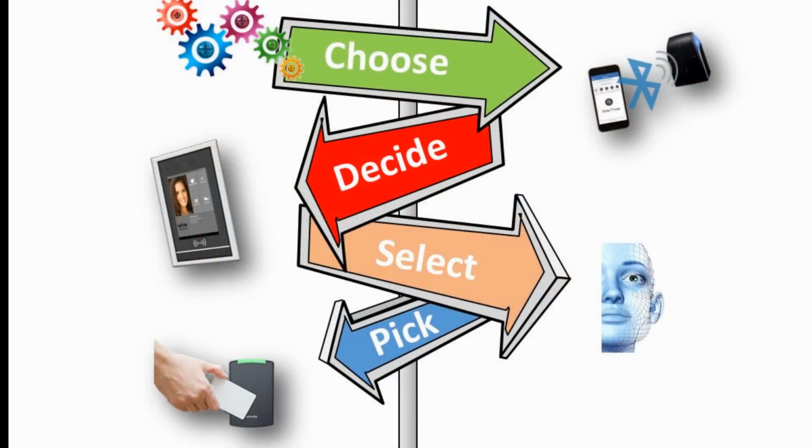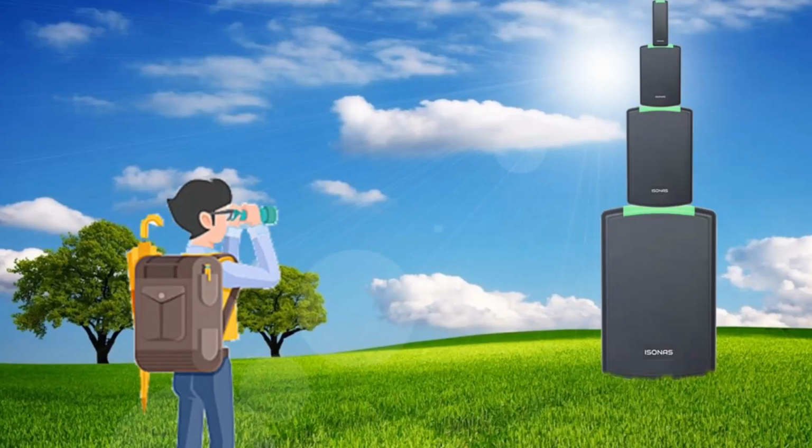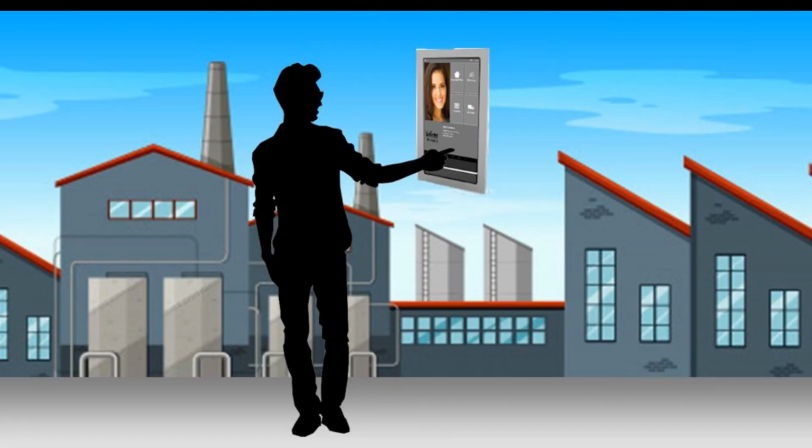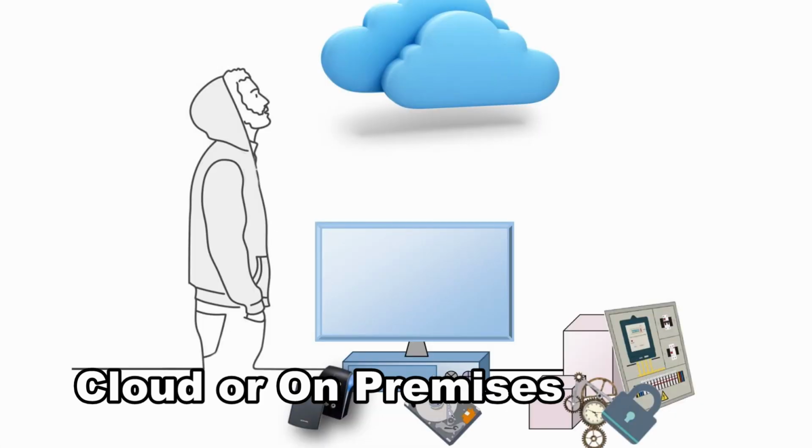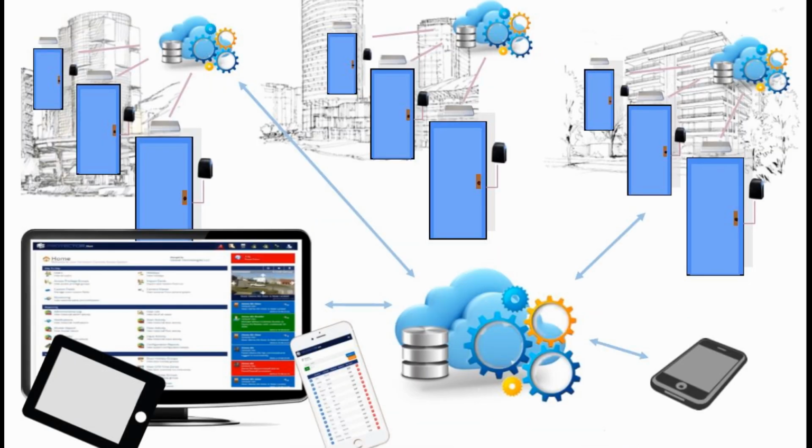Here are some other things to consider. For example, do you want to start with one door and then add more doors and users as your needs grow? Some systems make it easy to start with one door reader and incrementally add additional doors. You can also choose systems that provide cloud and on-premises management. This provides remote management capabilities, allowing administrators to monitor and manage access from anywhere.